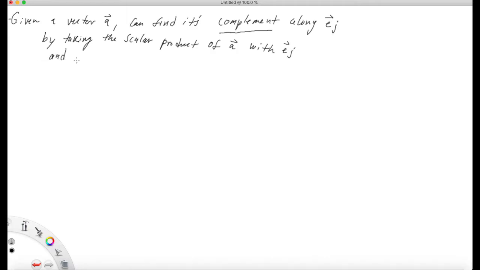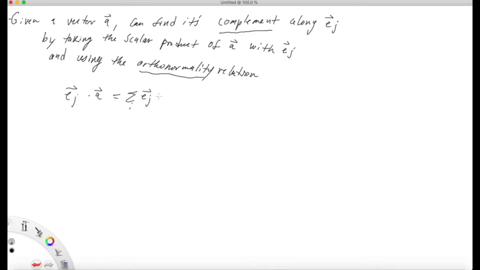Remember we said that e_j dot e_i is 1 if i and j are equal, and if they're not equal, then it's 0. In other words, we can write delta_ij, which is the Kronecker delta, and that's our orthonormality relation written out formally, so we can put it in an equation. So these two are equal to each other, and we end up getting A_j.